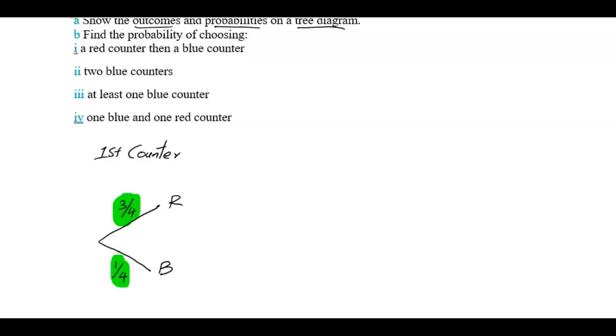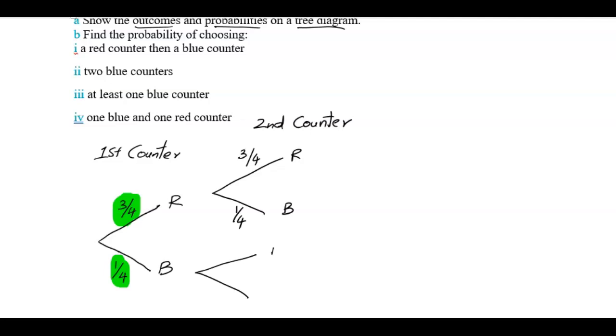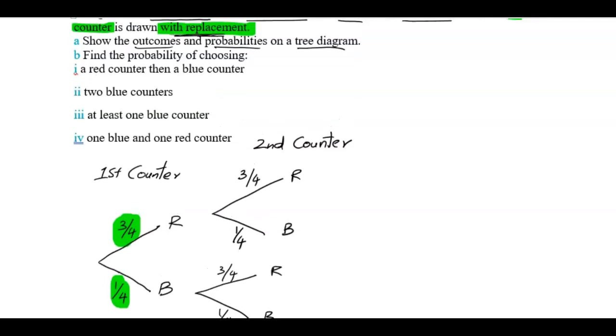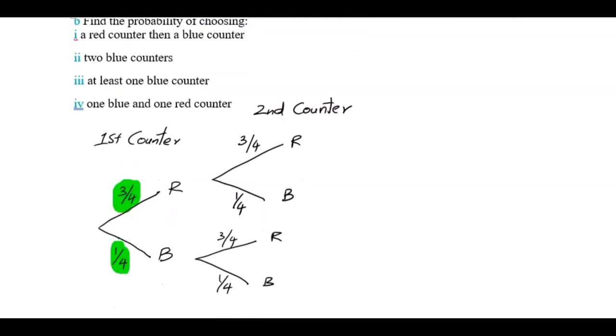Now, when we draw the second counter, remember we're putting the counter back into the bag, which means we still have 4, 3 of which are red and 1 blue. If the first one was red, we have 2 options, a red and a blue counter, with the same set of probabilities. If the first one was blue, then we can have a red or a blue counter as a second option, again with the same set of probabilities, solely because this is an experiment which involves replacement of the first counter.